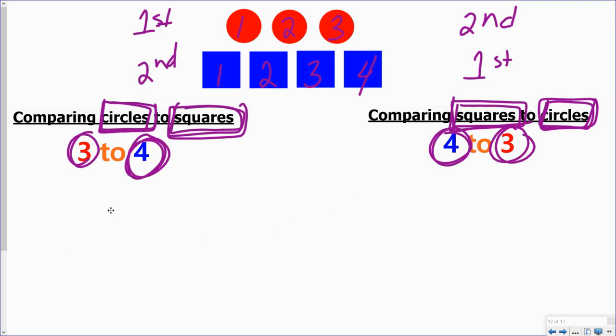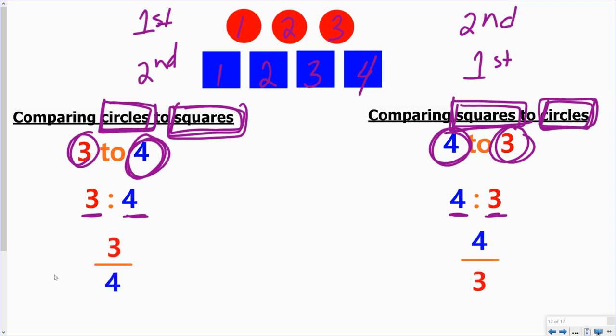I can also write this ratio using a colon. So again, it's 3 to 4 when I'm comparing circles to squares, or it is 4 to 3 when I'm comparing squares to circles. And the same thing with a fraction. 3 circles to 4 squares. Or over here I have 4 squares to 3 circles. So the order is very important. And the order is always set up in the way that it is in the question.